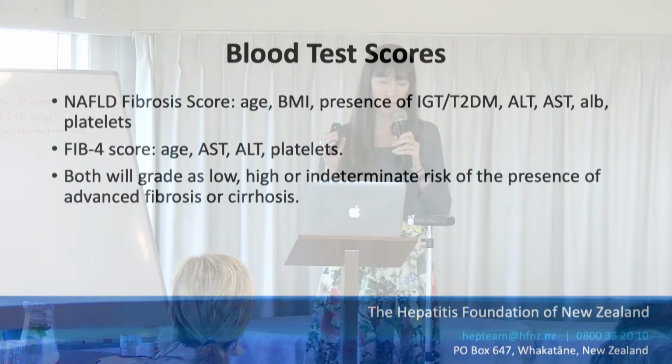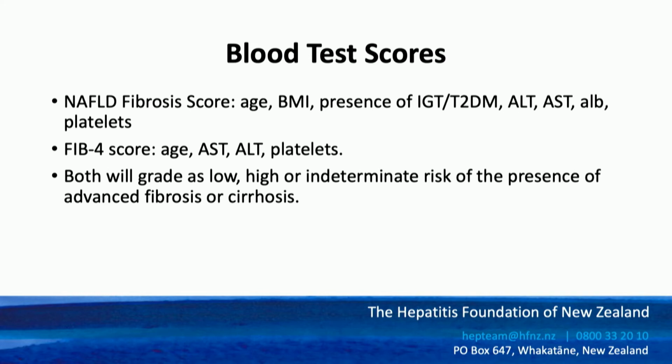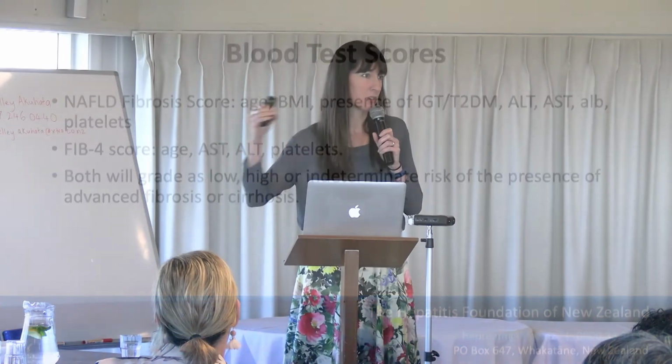Both of these scores will generally spit out a numerical number. I'm not worried what the number is. The calculator will also then say high risk of advanced fibrosis or cirrhosis, low risk of advanced fibrosis or cirrhosis, or indeterminate. And both of these scores have a definite indeterminate grade, which is the nature of the beast.